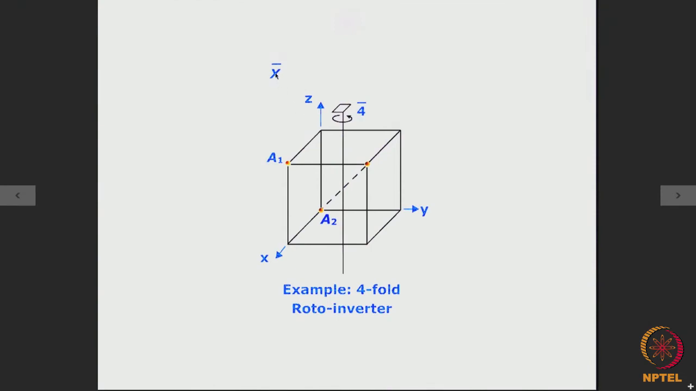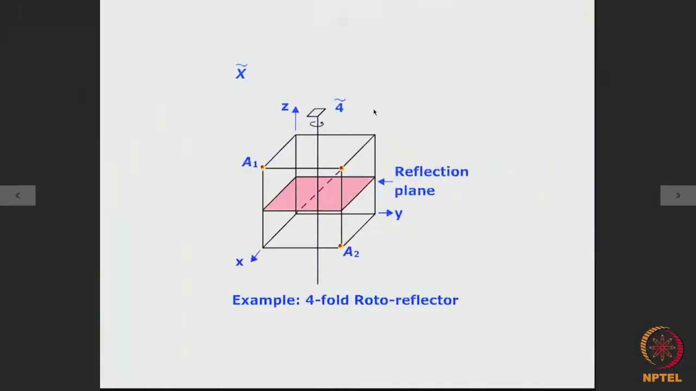Now, if we have a number with a bar on top of it, as shown in this diagram, that will mean a roto-inverter. So, a 4 with a bar means a four-fold roto-inverter. Similarly, you can have a two-fold roto-inverter, three-fold roto-inverter, etcetera, etcetera. If you have a sign like this on the number, that will indicate a roto-reflector. So, say for example, here we have a four-fold roto-reflector. Because it is a rotor-cum-reflector, what happens? During its rotation, first 90 degree rotation, point A1 will come to this point here, and then it will get reflected through a mirror plane and come to this. So, this point will produce this point by its action.